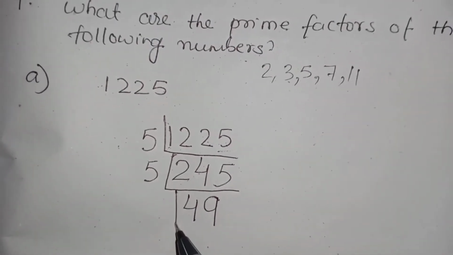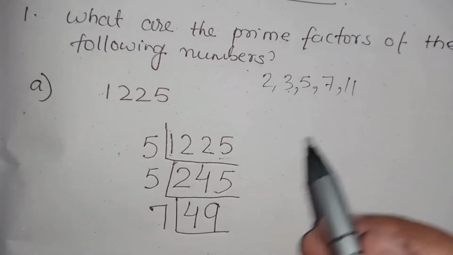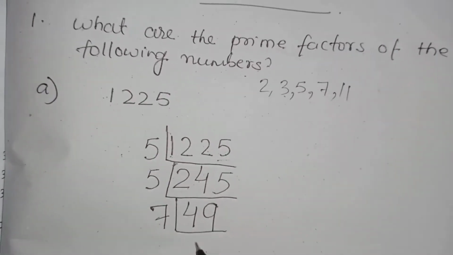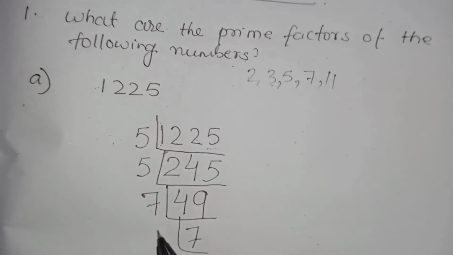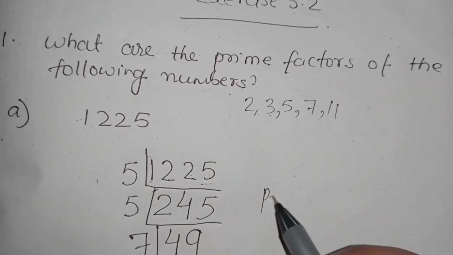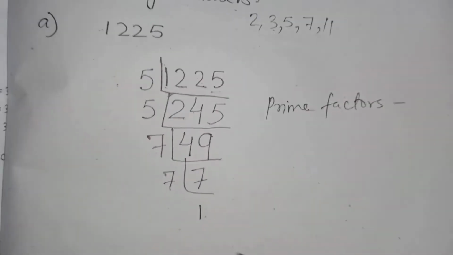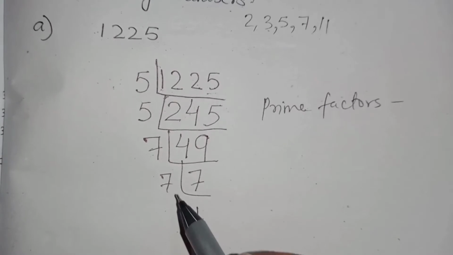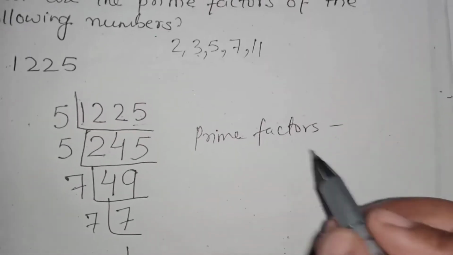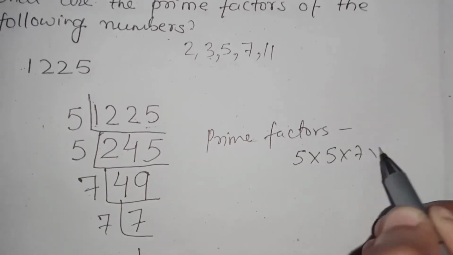You know that 49 comes in which table? In the 7 table. 7 is also a prime number. 7 sevens are 49, 7 ones are 7. So we have done. Here are the prime factors. You have to continue until you get 1. So the prime factors are 5 into 5 into 7 into 7.